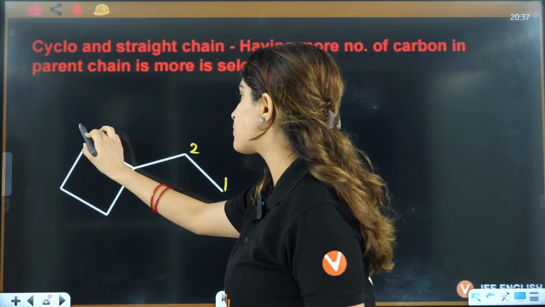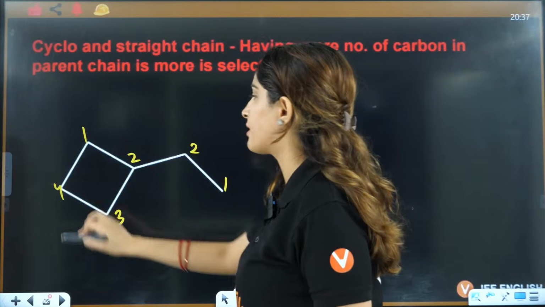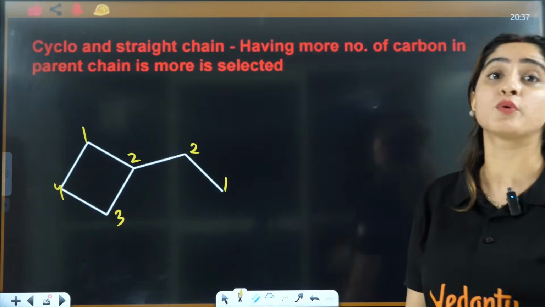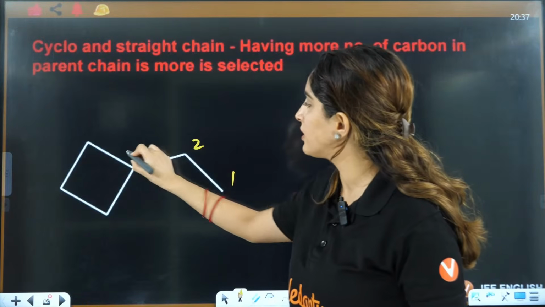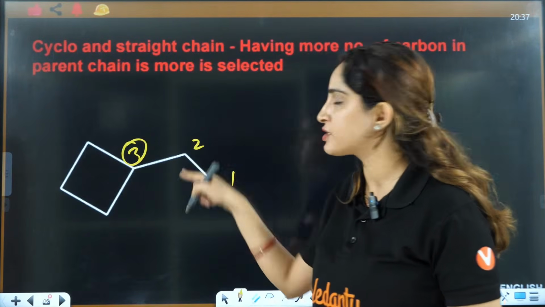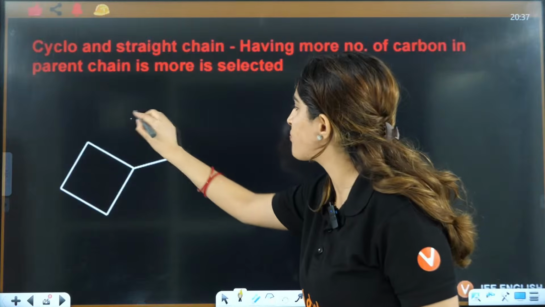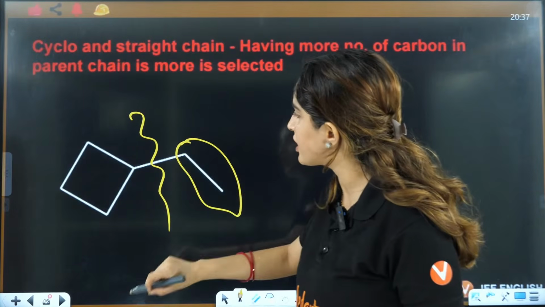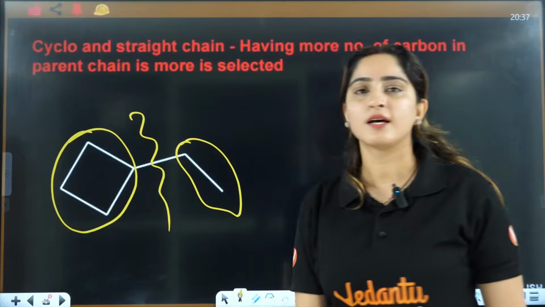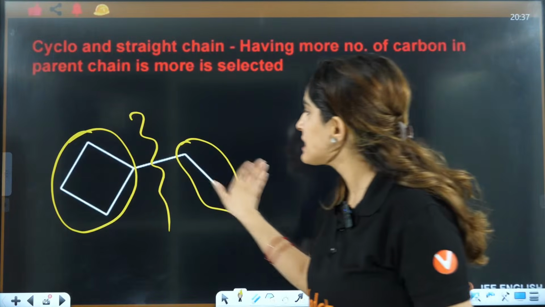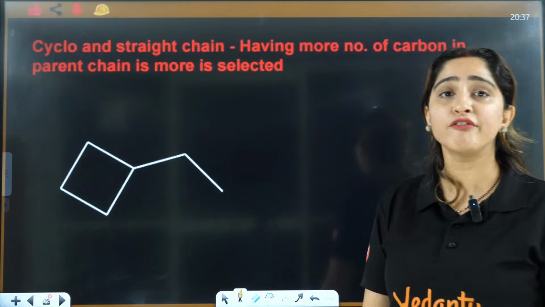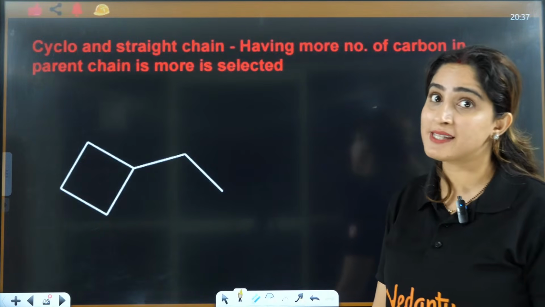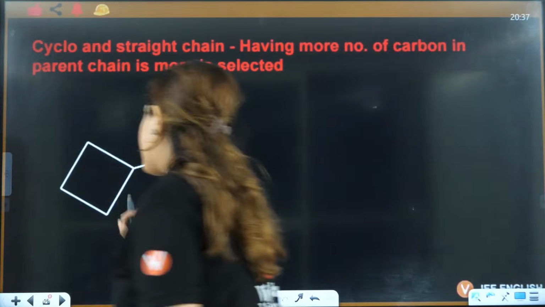If I choose this, this will have 1, 2, 3, 4 carbons. Some students select the open chain like this, 1, 2, 3. Ma'am, this carbon is also of this open chain. No, break this bond, break this bond. This is the open chain, and this is the cyclic compound, right? Now if you see, here you have 2 carbons, here you have 4 carbons, so the one with more will be selected as the parent chain. So this will be selected as parent chain.